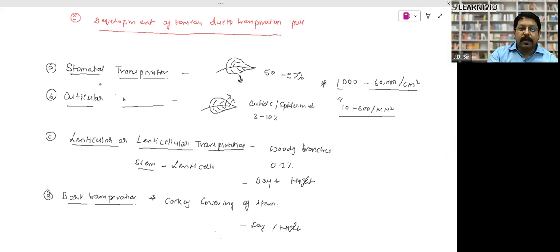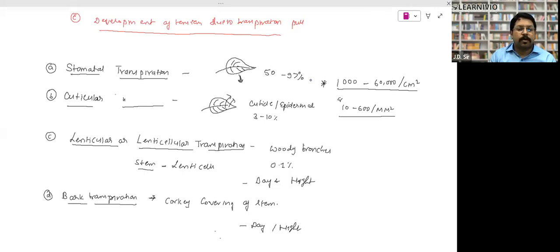That is important. Stomatal transpiration takes place, through which 50 to 97% of the water is lost by the plant. Now, the difficult question which was asked in the medical examination was the number of stomata per centimeter square. That question has been asked, so sometimes they can ask it again. So what is the density? The number of stomata can be 1000 to 60,000 per centimeter square of the leaf, right?